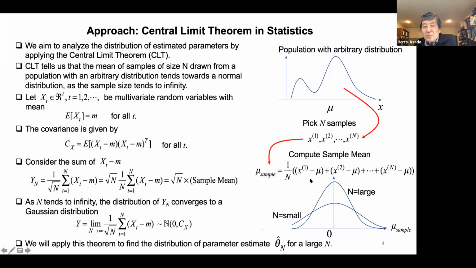If you compute the sample mean, sample means are also random variables, because depending on the sample, sometimes you hit a higher value or a smaller value, right? So it has some distribution, but as n tends to infinity, that distribution converges to a perfect Gaussian distribution. That's the central limit theorem. The point is that no matter what distribution you originally have, as you have enough samples, the mean of those samples is going to be Gaussian distributed. So the CLT tells us the mean of samples of size n drawn from a population with an arbitrary distribution tends towards a normal distribution as the sample size tends to infinity.